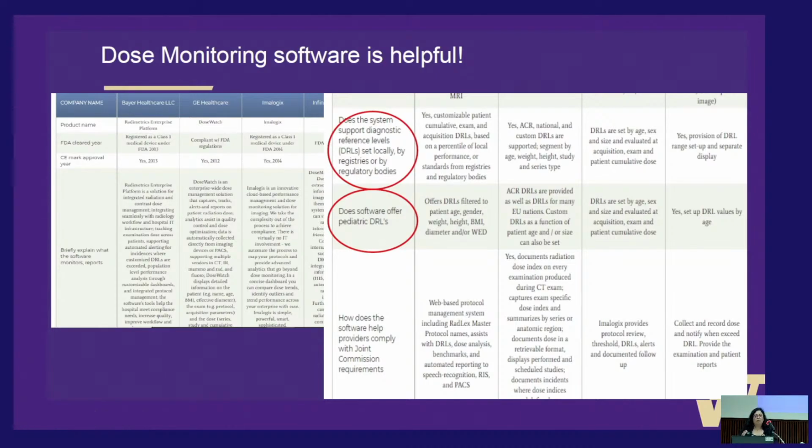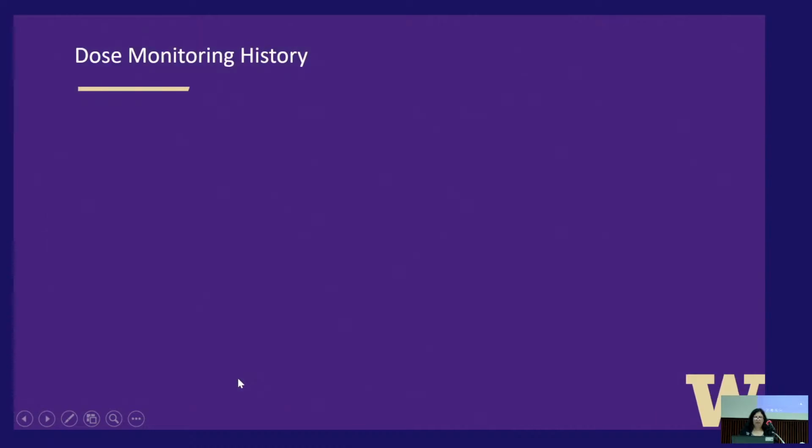So I was trying to point out that the software can actually tell you before you buy it whether it does that, if you're doing your own research.